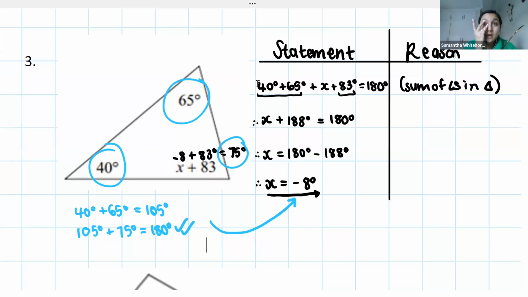Hi, ma'am. Ma'am, can I ask, does it matter how you ordered it? For example, I said x plus 83 plus 65 plus 40 equals 180 degrees. No, that's absolutely fine. Remember, the order in which we add numbers doesn't matter. If you say 7 plus 5, you get 12. And if you say 5 plus 7, you still get 12. So order of addition doesn't matter. Thank you, ma'am. Sure.